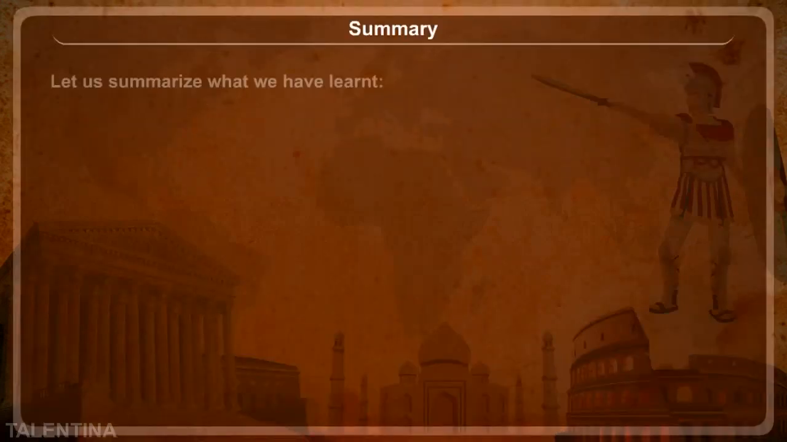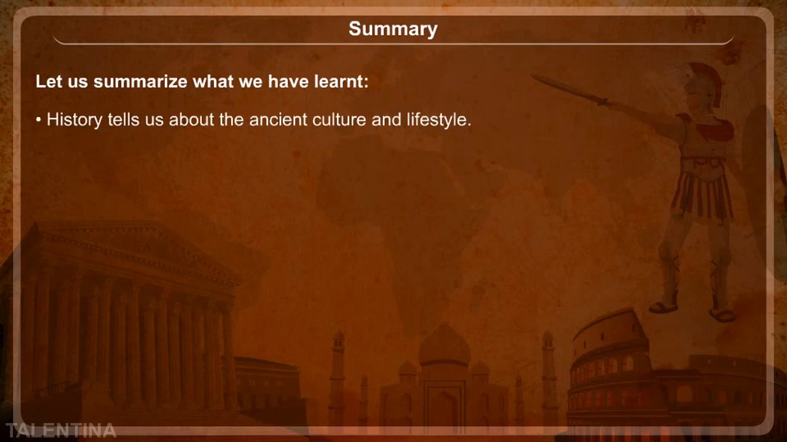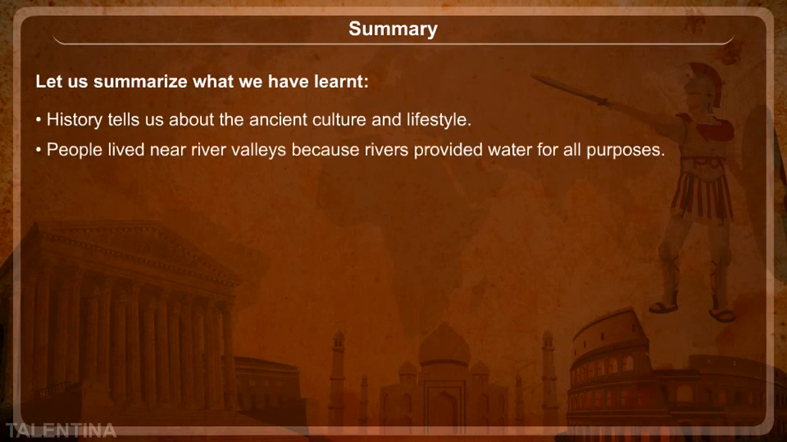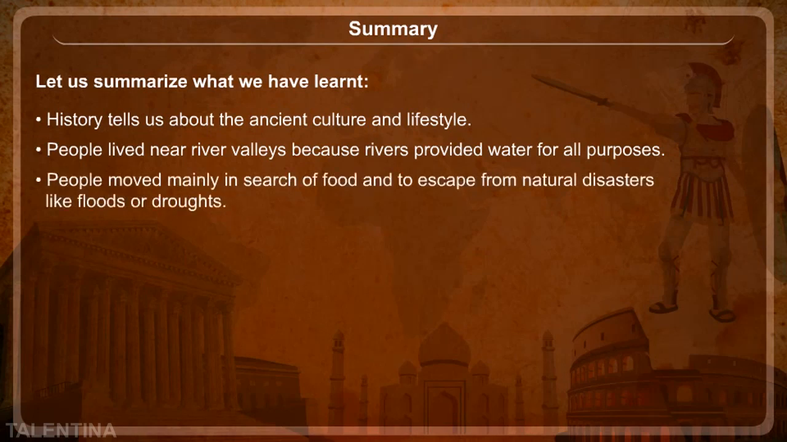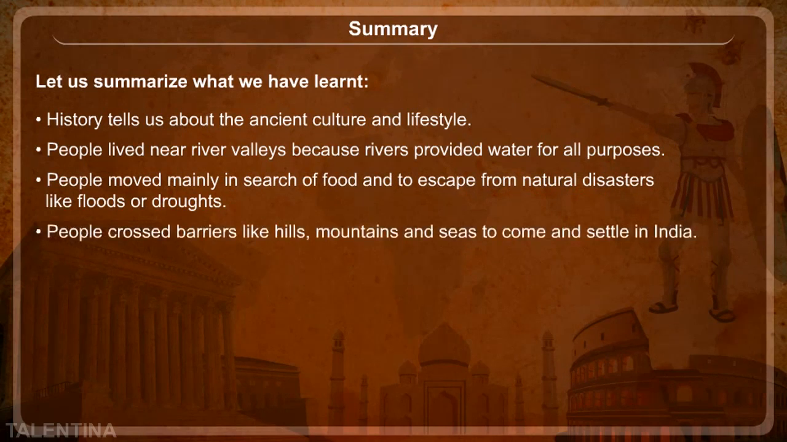Summary. Let us summarize what we have learned. History tells us about the ancient culture and lifestyle. People lived near river valleys because rivers provided water for all purposes. People moved mainly in search of food and to escape from natural disasters like floods or droughts. People crossed barriers like hills, mountains and seas to come and settle in India.